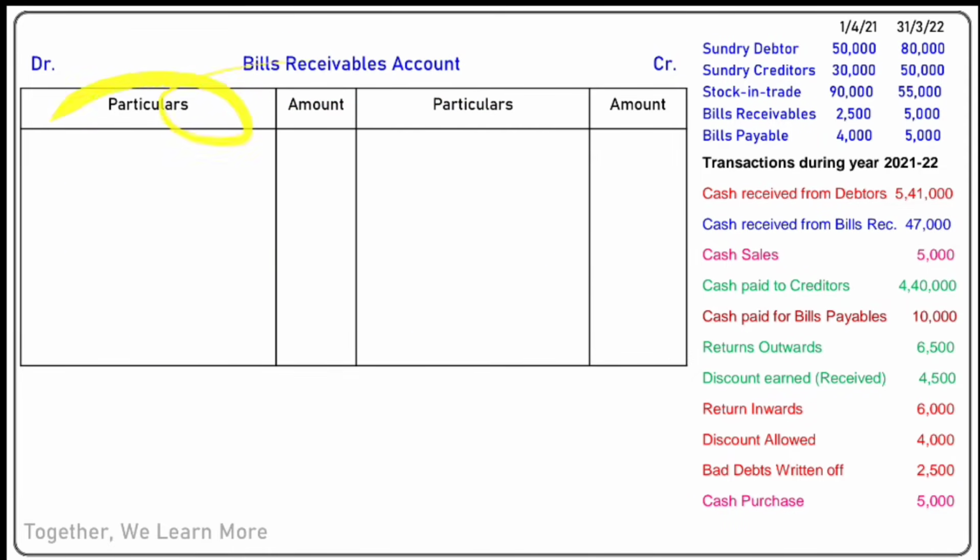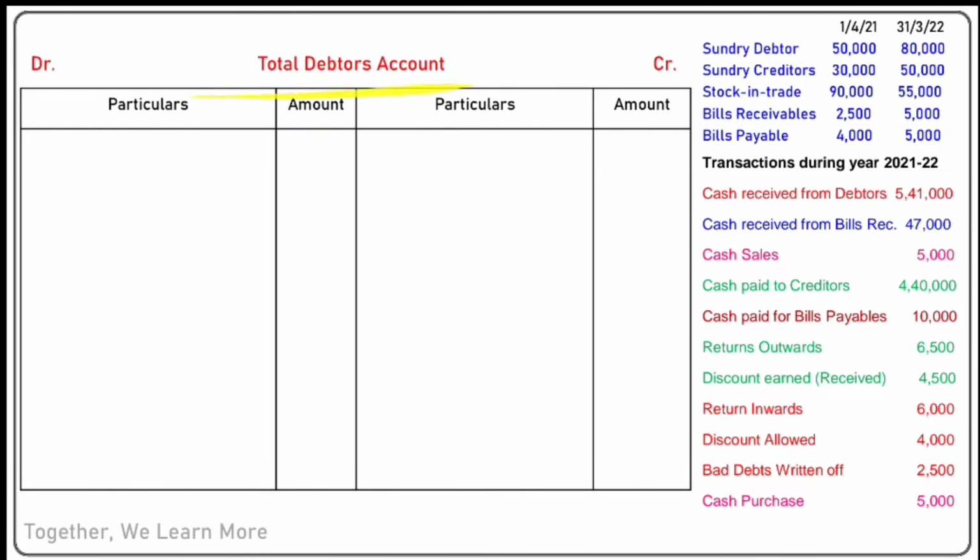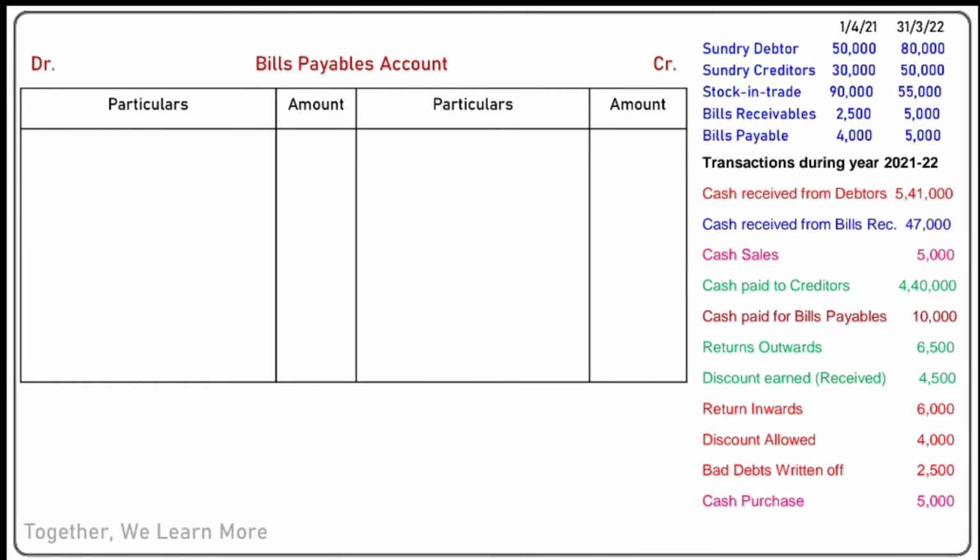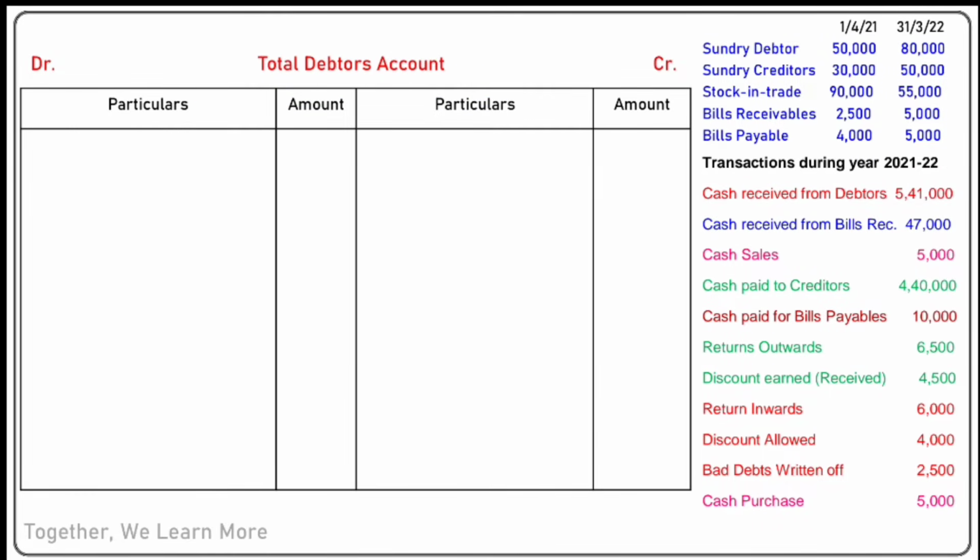Bills receivables account, debit, credit. Total debtors account, particulars, amount, debit, credit.